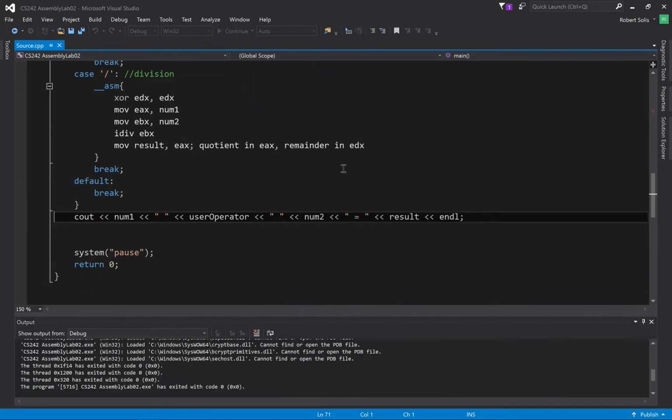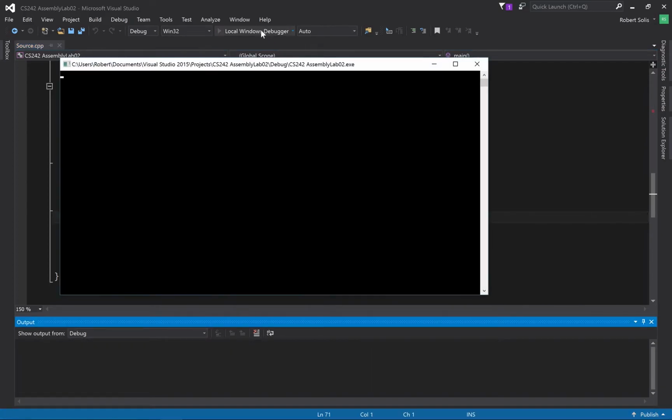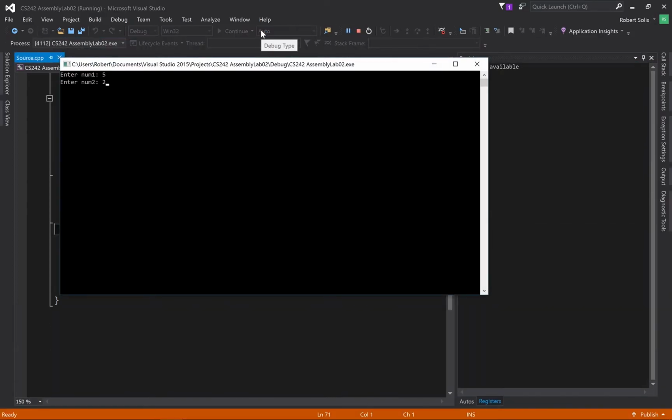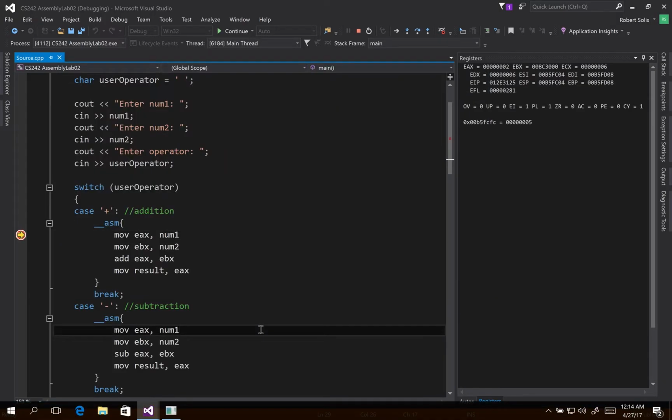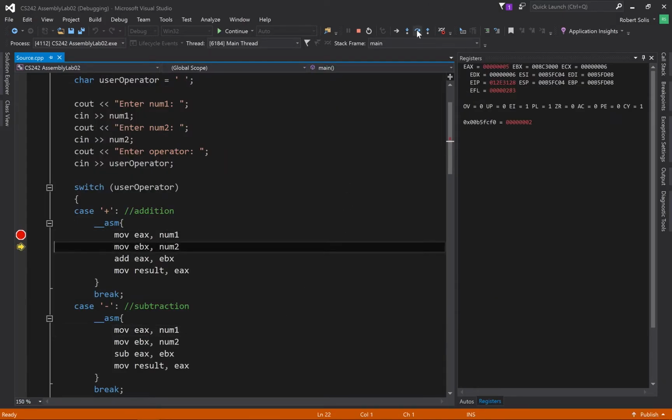All right, so let's do this again. We're going to stop the code. I'm going to enter 5, I'm going to enter 2, and the plus symbol. All right, we're stopping the code right here. Moving to the EAX, moving to the EBX register.